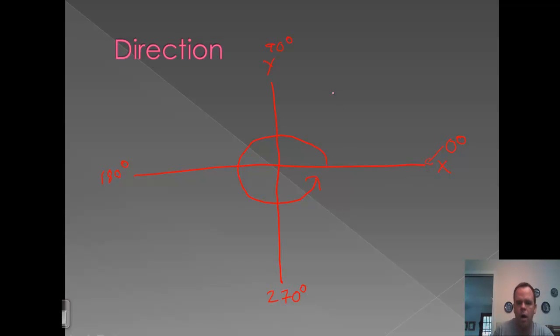So anything in this quadrant would be between 0 and 90 degrees. Anything in this quadrant would be between 90 and 180 degrees. Anything in the third quadrant would be between 180 and 270 degrees. And anything in the fourth quadrant would be between 270 and 360. So we're looking at 4 potential places where the angle can be. We always go counterclockwise from the positive x-axis, with the positive x-axis being 0 degrees.